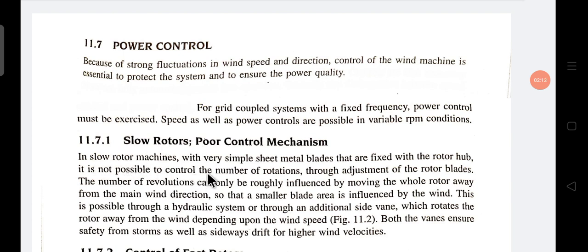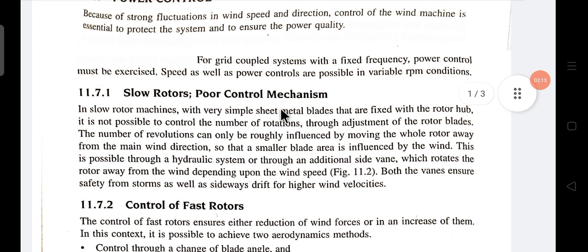In the slow rotor mechanism, there are very simple sheet metal blades that are fixed with the rotor hub. The blades are not aerodynamic, just simple sheet metal. It is not possible to control the number of rotations through adjustment of the rotor blade, since the rotor blade is very simple and fixed.